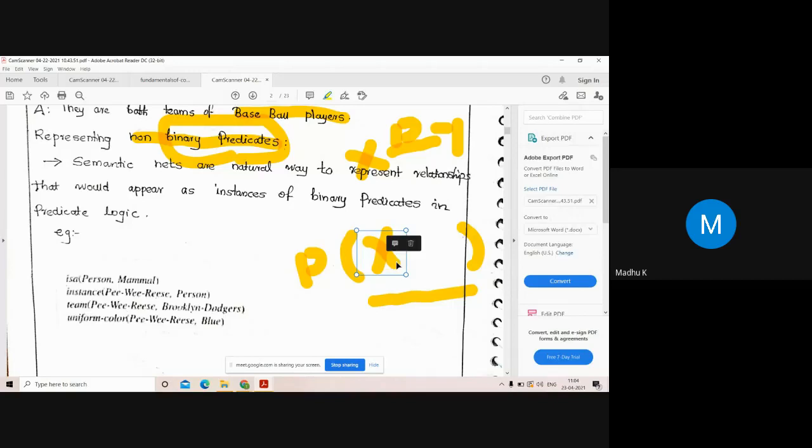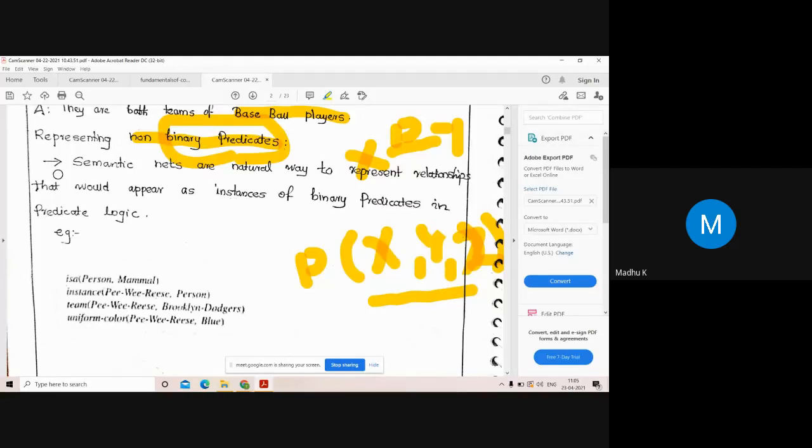Similarly, more than one symbol may come, for example X, Y, and Z. So this is a three-variable predicate. How can we represent a three-variable predicate in a semantic network? How can we represent a single-variable predicate in a semantic network? How can we represent a four-variable predicate? Those are the issues we need to consider now.